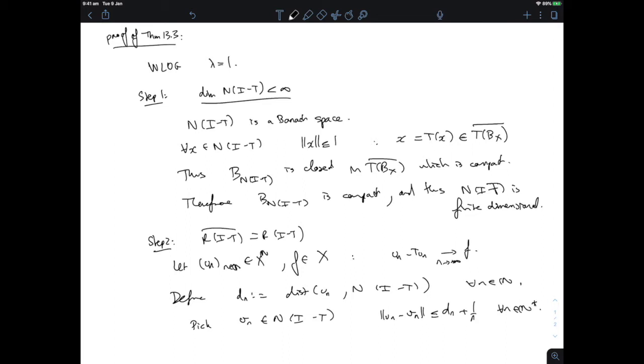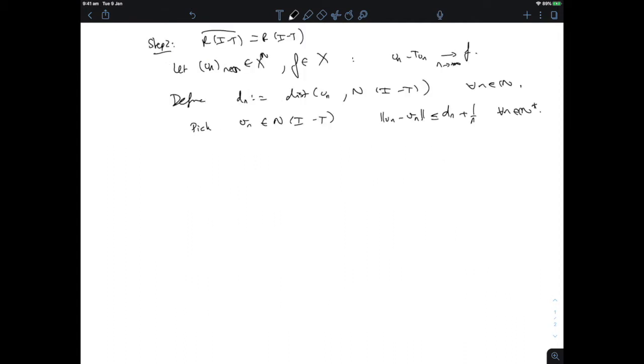Okay, so now there's two possibilities. Either this sequence u_n minus v_n is bounded or it's not. So let's have a look first at the case where it is bounded, and we'll see that this gives us our conclusion. And then we'll look at the case where it's not bounded, and we'll show that this case is impossible.